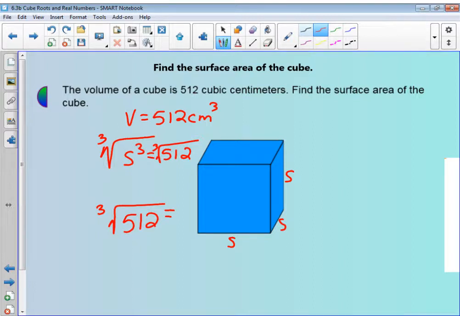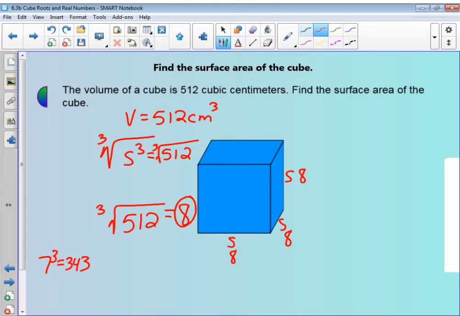So the cubed root of 512. Well, what number times itself 3 times would give us 512? Well, we just did 5, and that was 125, so that's pretty low. Let's try 7. 7 times 7 times 7 gives me 343. So when I do 7 to the third power, that's 343. That's too low. So let's try 8. 8 times 8 times 8 gives me 512. So my final answer on this is going to be 8. So that means each side is 8.